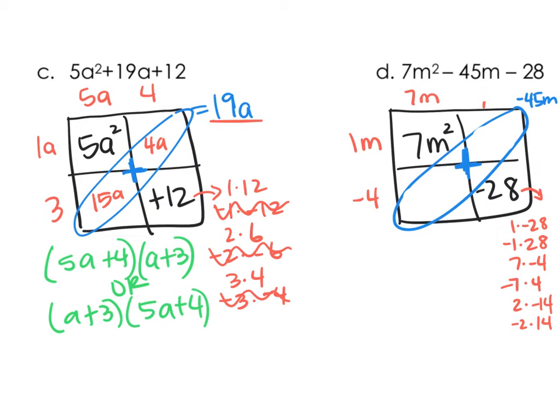So I'm going to erase these, but I'm not going to throw them to the side. I'm going to flip them around and see if it works the other way. 7 and negative 4. So negative 4 times 1m is going to give me negative 4m.